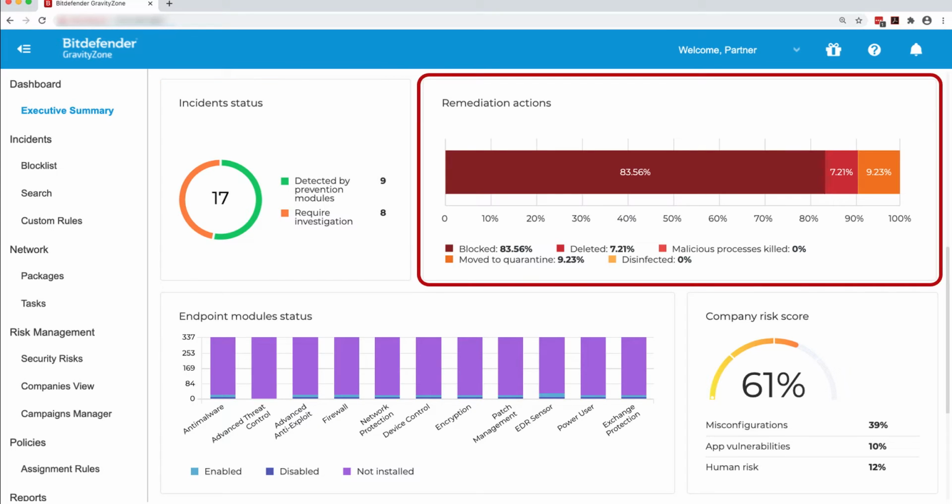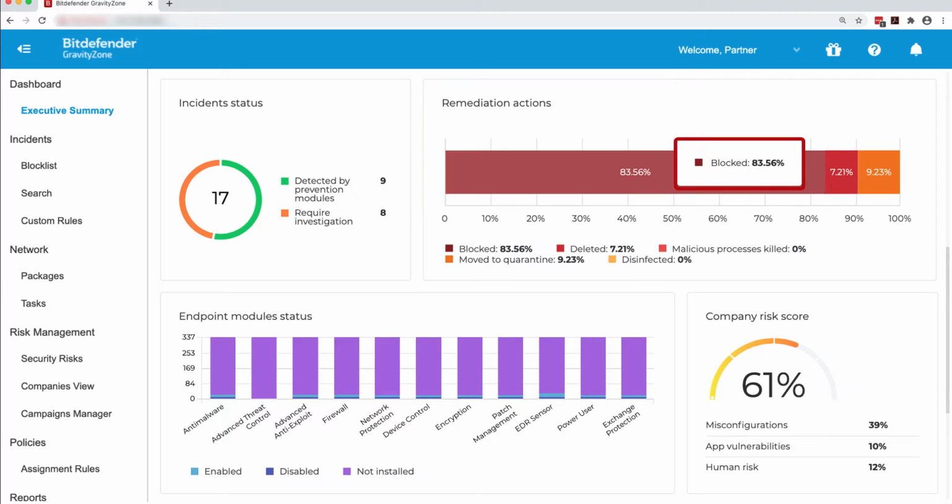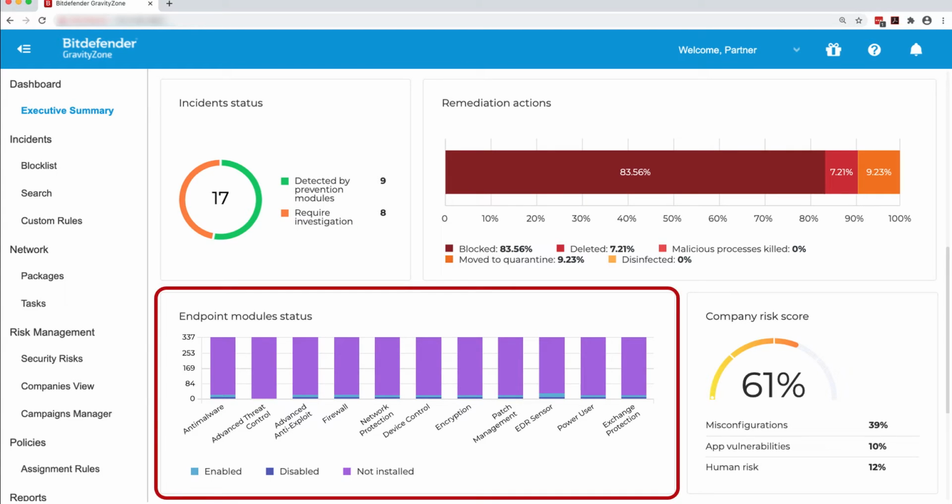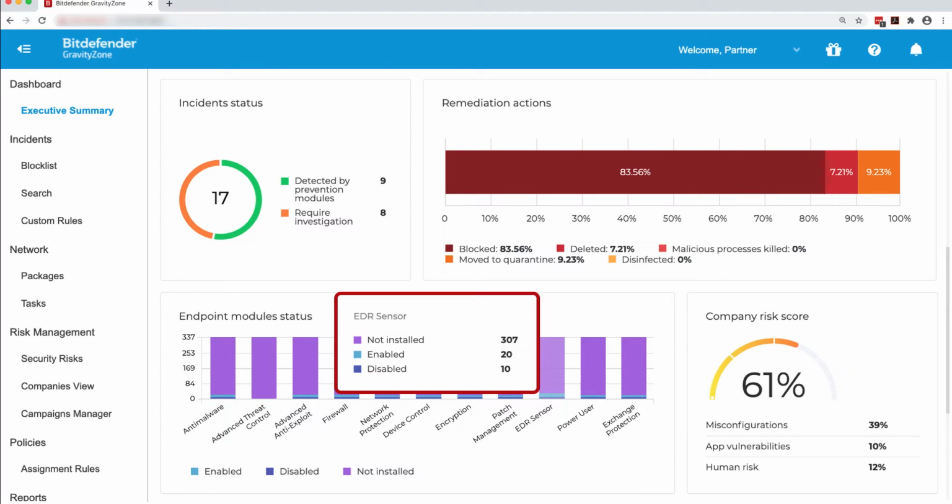Next to the incident status, we see the breakdown of remediation actions, curative effects taken automatically by Bitdefender or performed manually by security responders on your team, including the number of threats blocked, moved to quarantine and deleted, and the number of malicious processes killed and the systems disinfected. Our next summary widget shows the current status of the various endpoint modules during the reporting period, and hovering the mouse shows the precise breakdown of which exact capabilities are enabled, disabled, or not installed across the enterprise endpoint estate.